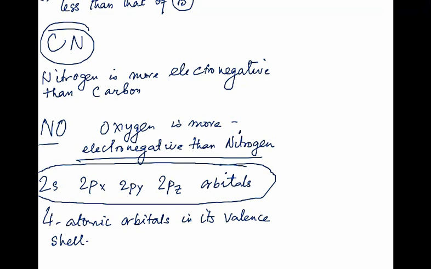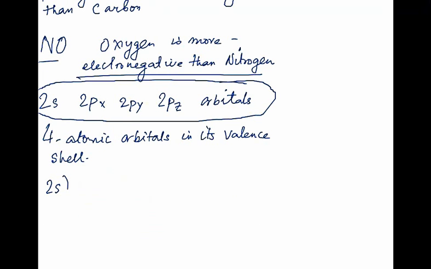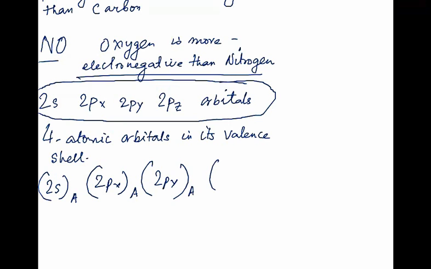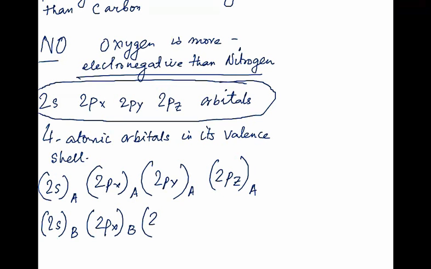So we can represent the atomic orbitals of A by 2sa, 2pxa, 2pya and 2pza. So there are 4 atomic orbitals in the valence shell of A. Similarly, we can represent the 4 atomic orbitals of the valence shell of B as such: 2sb, 2pxb, 2pyb and 2pzb.